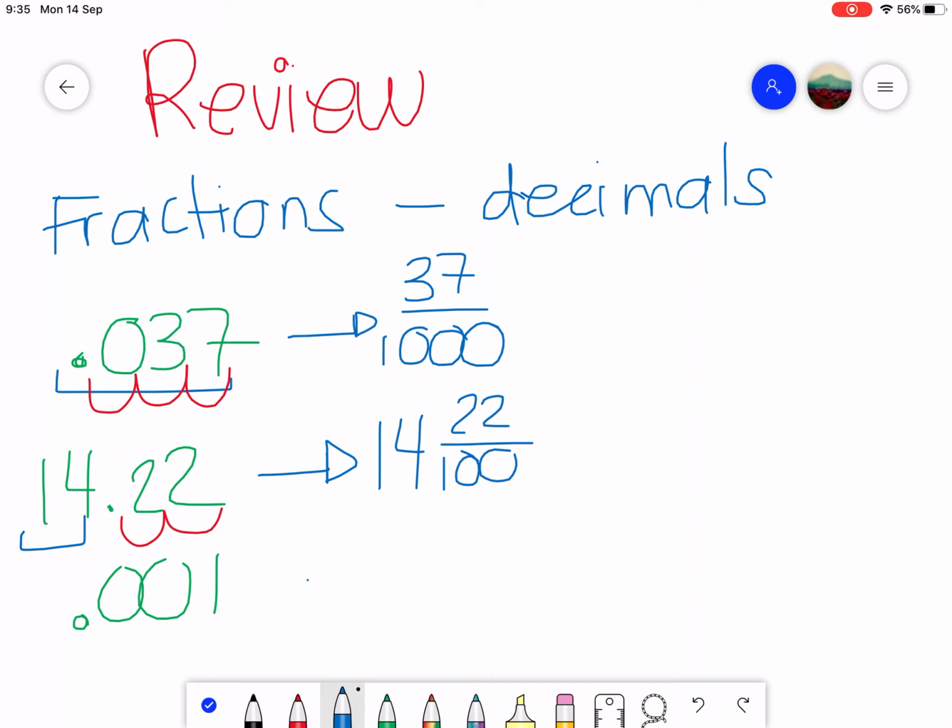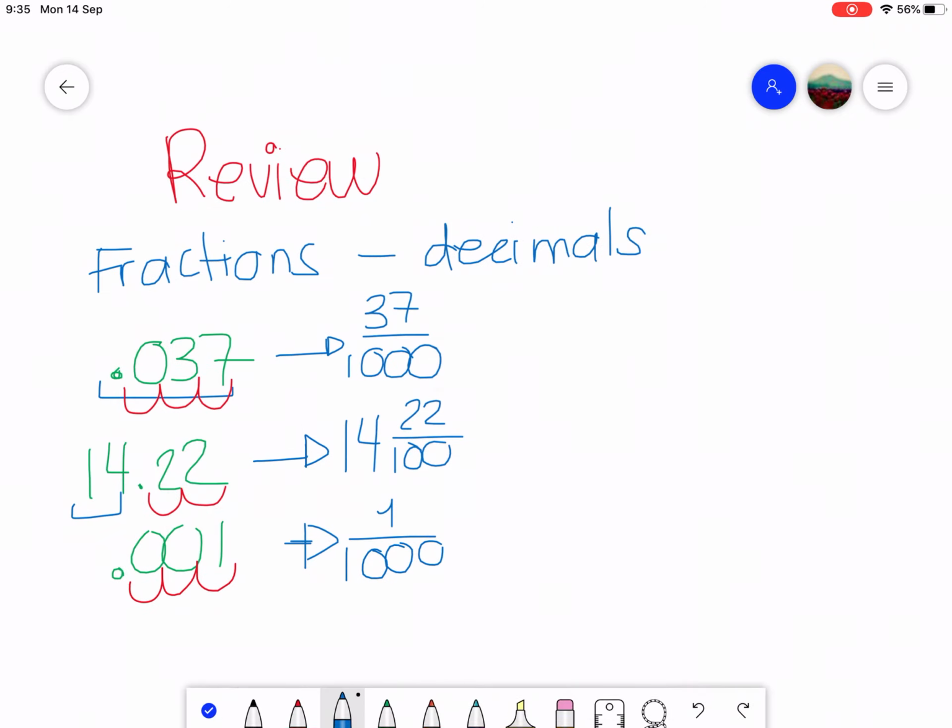And finally, this one, as you can see, you have 0.001. So your answer is going to be 1 over, and then you're going to count the decimals. 1, 2, 3. So it's going to be 1 and 3 zeros, okay? And that's going to be it. It doesn't have any problem. It doesn't have any tricky part. You only need to count the decimals, and that will be it.